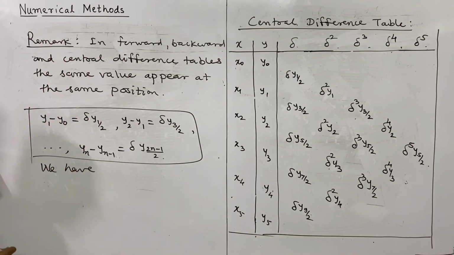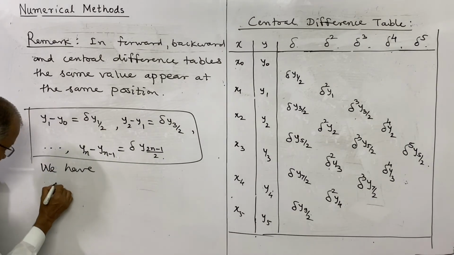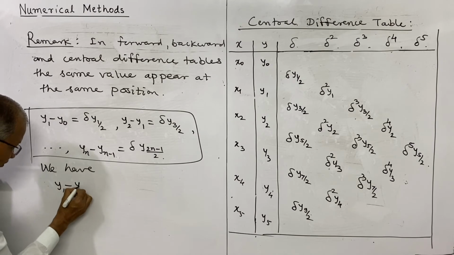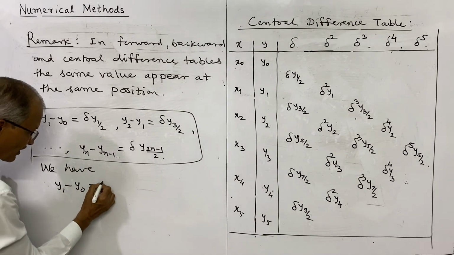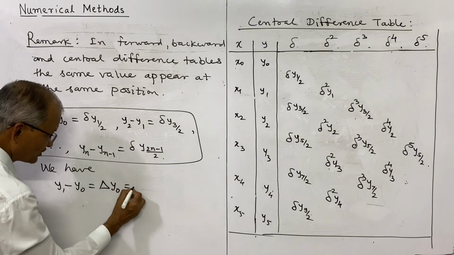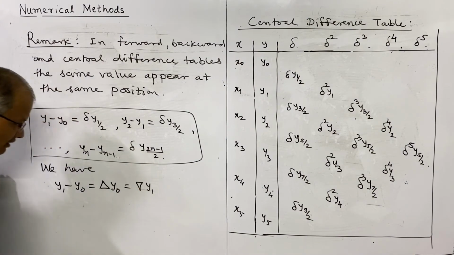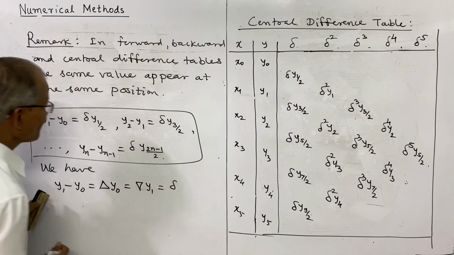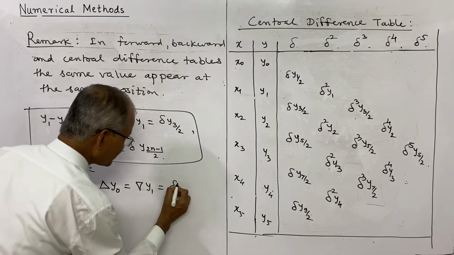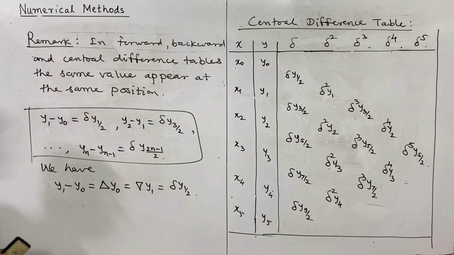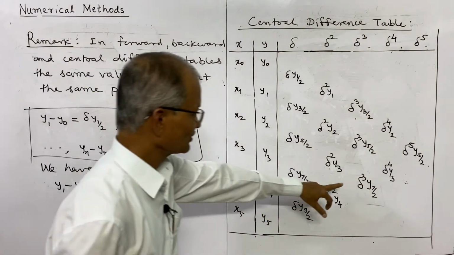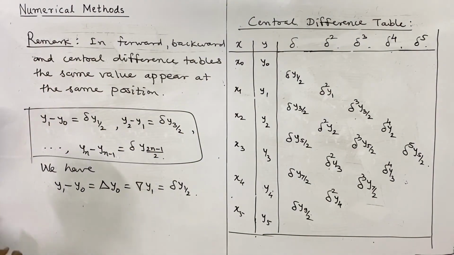Say we have y1 minus y0. See, y1 minus y0, what is this? We have denoted as delta y0. This is del y1 and this is delta of y half for the first differences. And likewise we have delta cube of y 5 by 2, see 7 by 2, this is also, you can check this.